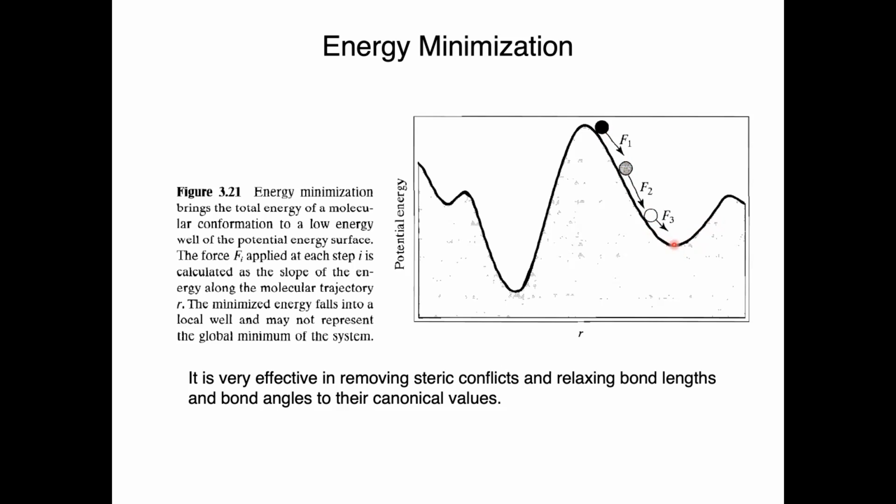So if we're here and we make any small moves, we can see we go this way, we're going to increase the energy. If we only accept moves that decrease the energy, we're going to reject that move, right? If we went this way, we would reject that move again. So we'll essentially be stuck here.